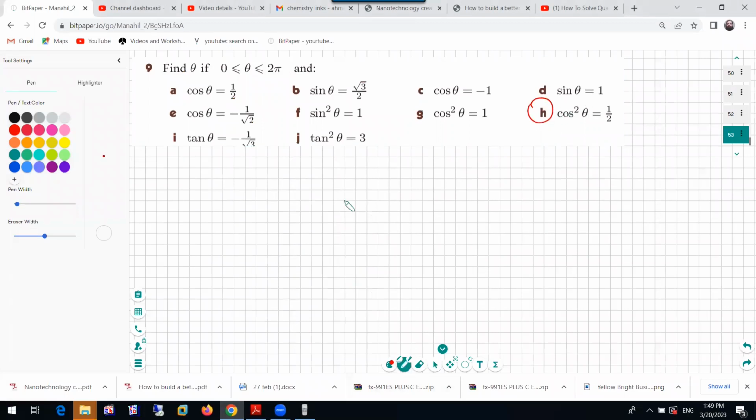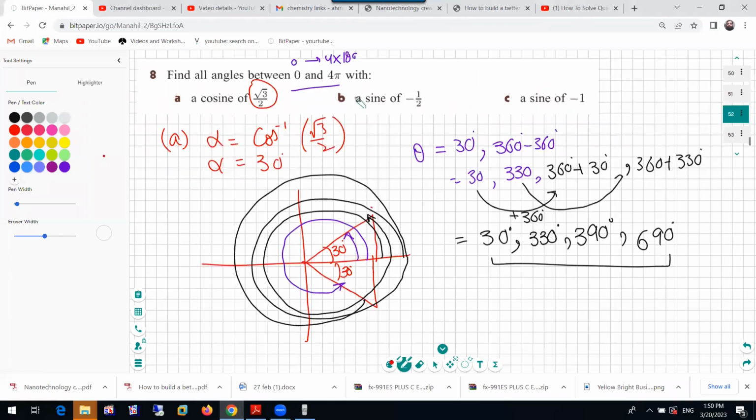This one, H part. In H part, I have cos square theta equal to 1/2. Another thing, you should convert these answers into pi radians, right? How to do this? Just multiply each angle in degrees with pi over 180, right?